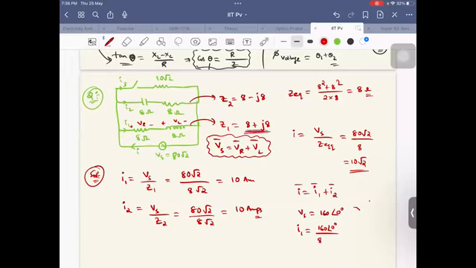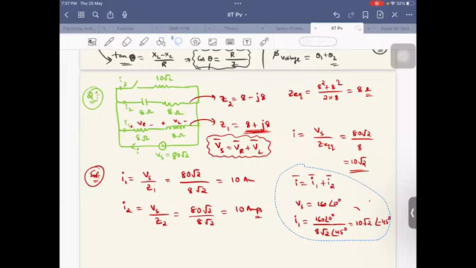Magnitude is 8 root 2, but the angle: tan phi is 8 by 8, tan phi is 1, which means the angle is 45 degrees. So 8 root 2 gives 10 root 2, so I1 is 10 root 2 angle minus 45 degrees. Correct? Everyone understood this step?